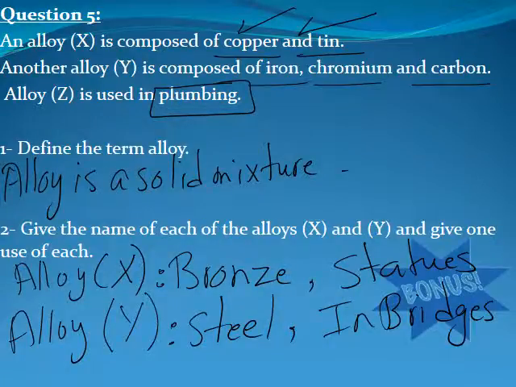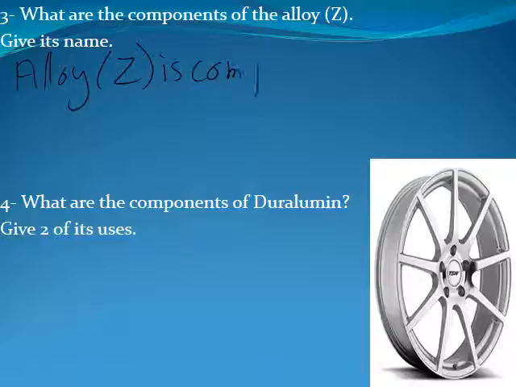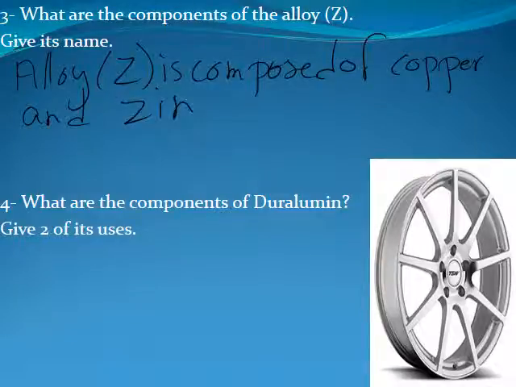Yes, Hamad. Let's start with part 3. What are the components of alloy Z? It's used in plumbing. Alloy Z is composed of copper and zinc. Zinc is written Z-I-N-C, not Z-I-N-Q or Z-I-N-K. Okay, Linda? Give its name. Its name is brass. Okay, thank you. Moving to the last part.